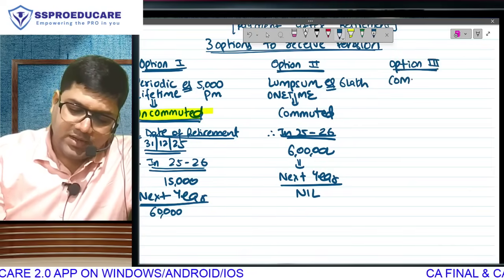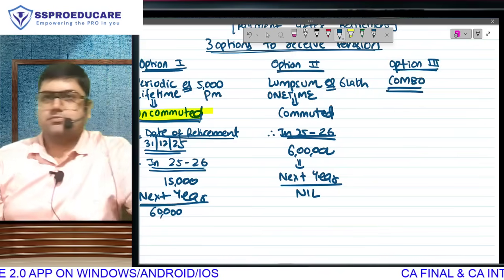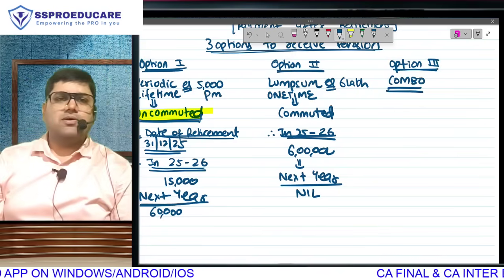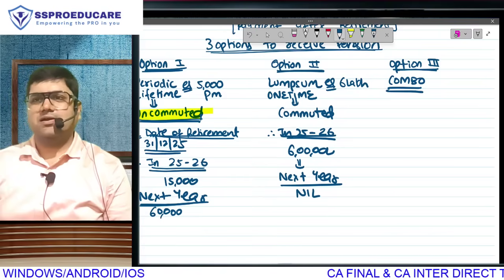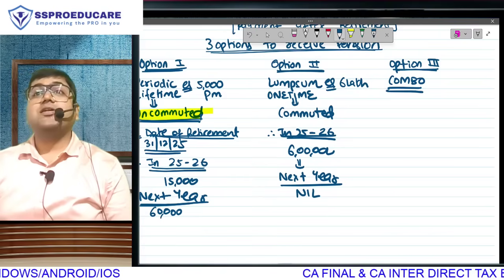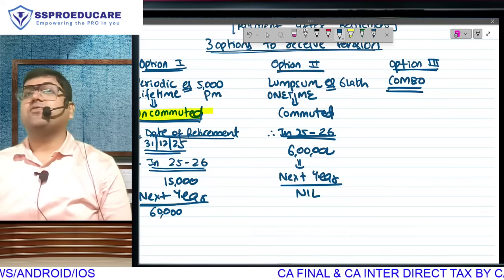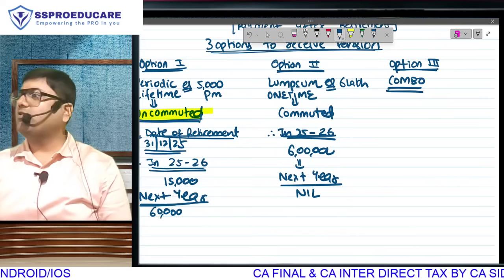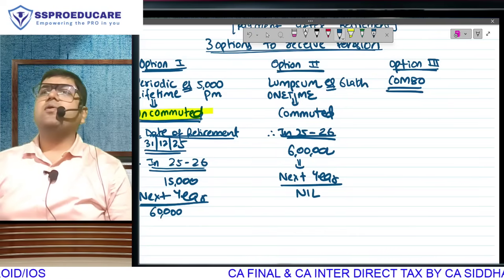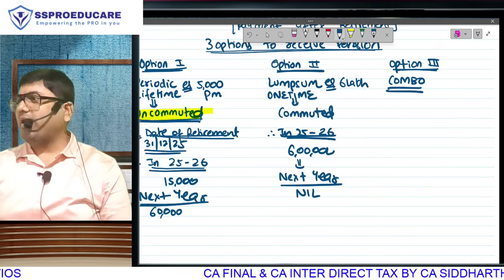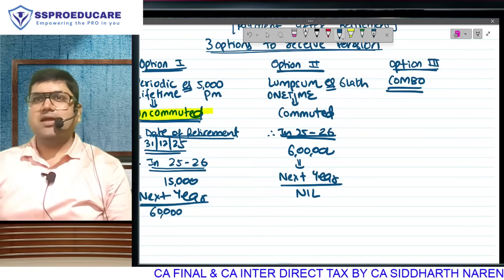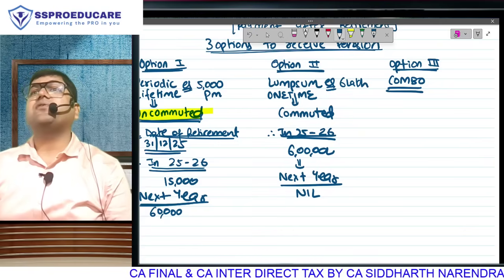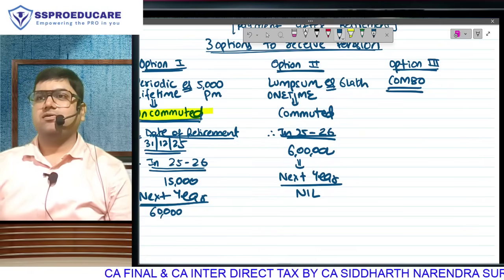Option 3, you can go for a combo. देखो, think about it. Who will go for periodic pension? Who does not have any big funds का need right now, but rather prefers to have some fixed monthly amount to meet expenses. That guy will go for uncommuted. Supposingly you have some big expense right now at hand. You want some lump sum amount. So you'll go for 6 lakh. But then going for 6 lakh comes with the risk of losing your 5,000 forever.